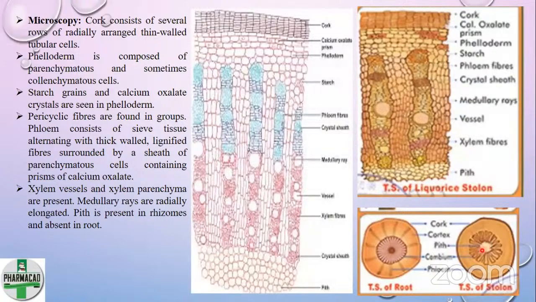Okay, so if it is a stolon, then it will have the presence of pith. This is one of the major differences between a root and a stolon. Okay, there will also be presence of pericyclic fibers in it.